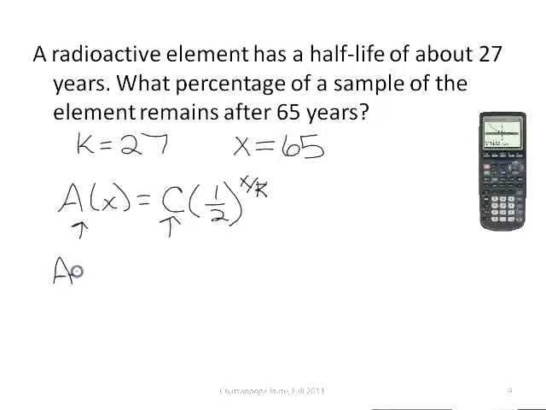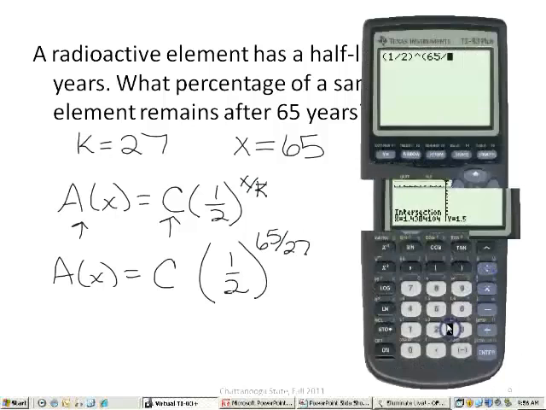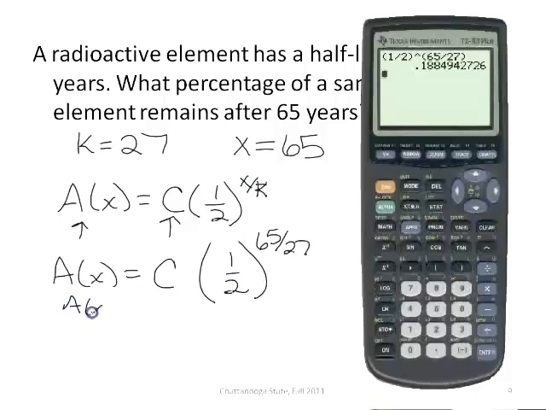Now, we know the x and we know the k. We don't know our C or our A of x, but let's just plug in what we do know here. This would be 1/2 raised to the 65 over 27th power. So let me go to my calculator here again, go back to the home screen, and do 1/2 raised to the, I need to be careful here, I need to be sure to put 65 divided by 27 in parentheses. I get that this is 0.188.